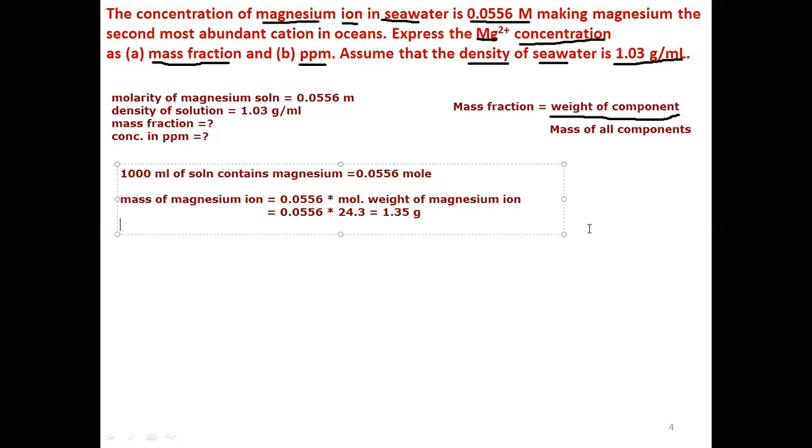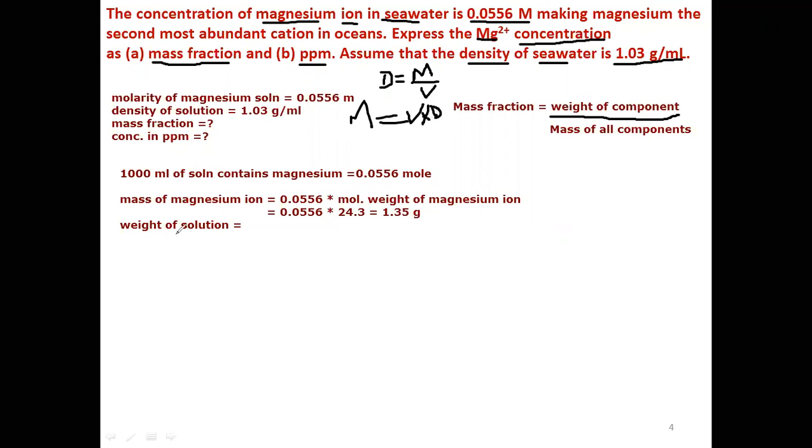Now one more thing is given, density. So we can calculate the weight of solution. We have the formula, please remember it, you will use it many times: density is equal to mass per unit volume. So mass is equal to volume into density. Okay, so this is the formula.